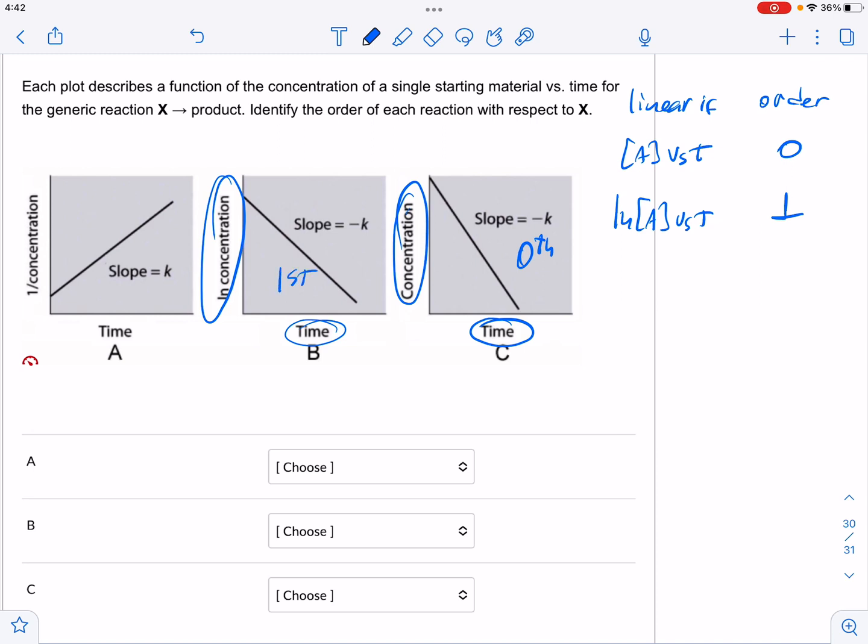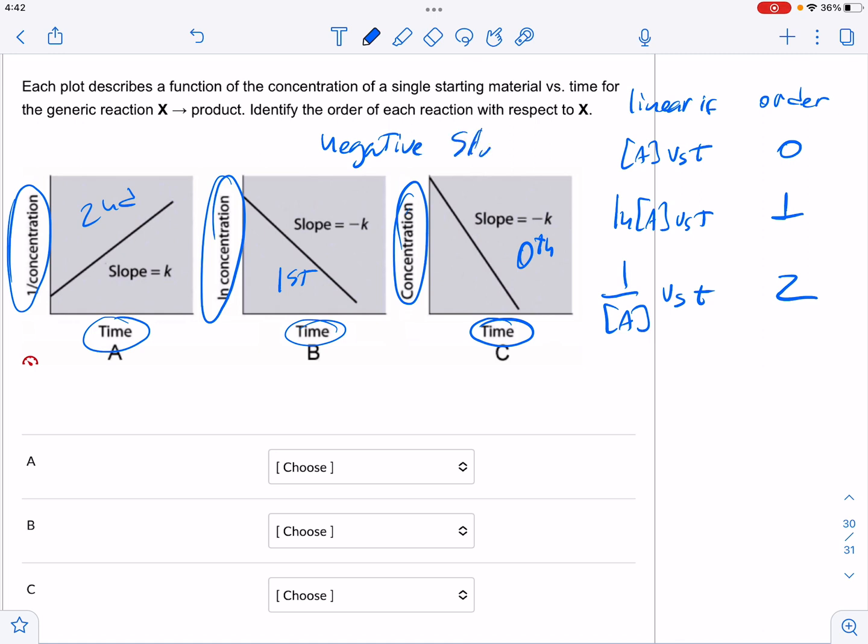And if linear, when you plot 1 over A versus time, that's second order. And that's exactly what you have here. Okay, so this is second order. Second order reactions are also the only ones that have a positive slope. Okay, so here you have a negative slope, and here you have a positive slope. That's another way that you can recognize a second order reaction. Okay.